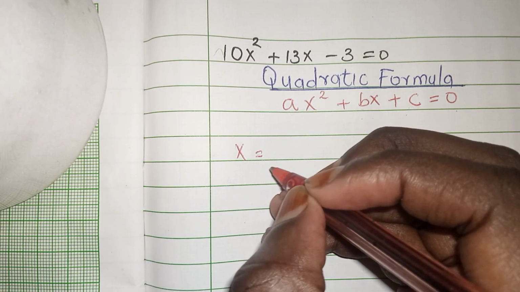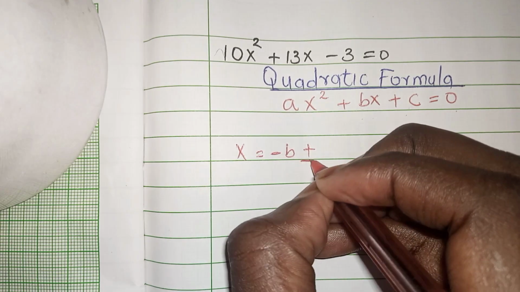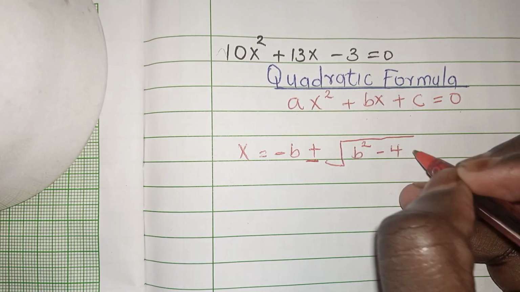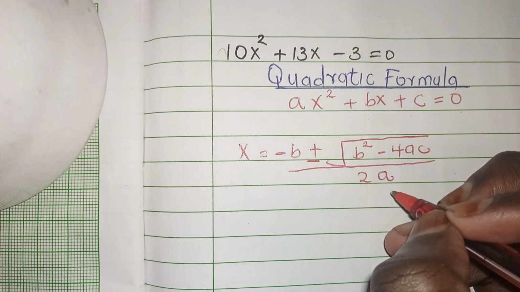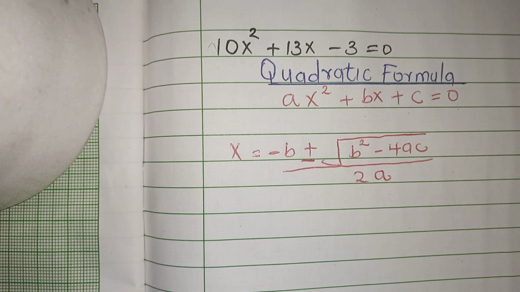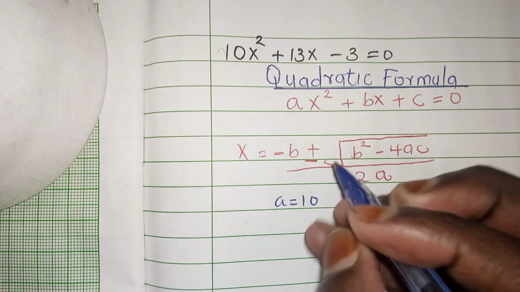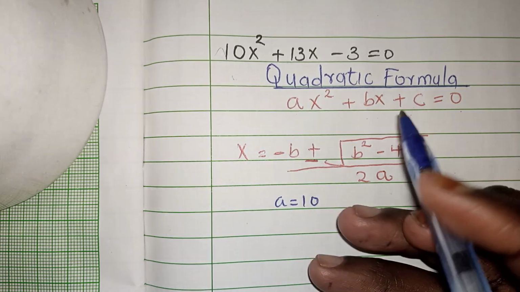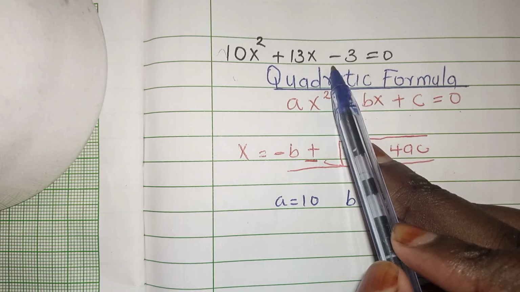x is equal to negative b plus or minus the square root of b squared minus 4ac, divided by 2a. Right? So for our case, let us see what is our a, what is our b, and what is our c. So a is equal to 10, this 10 here. B is the coefficient of x, this is b. B is equal to 13, and c is equal to negative 3.